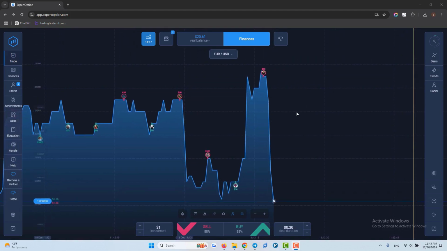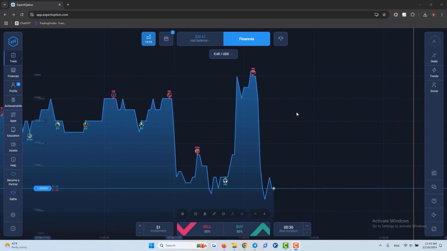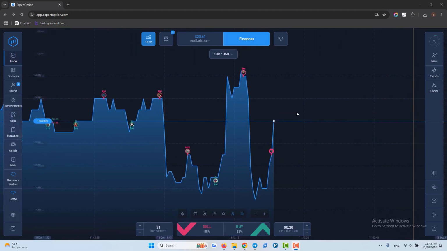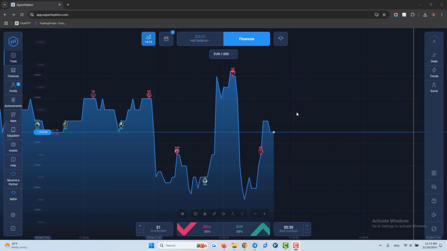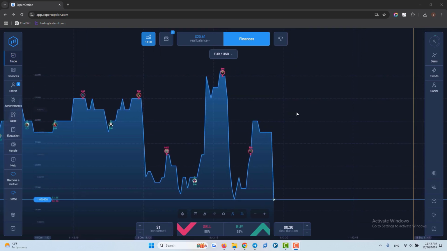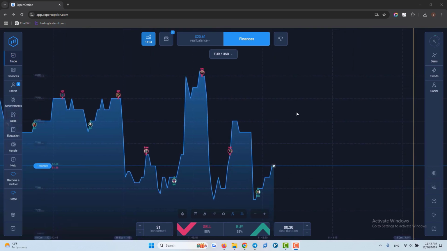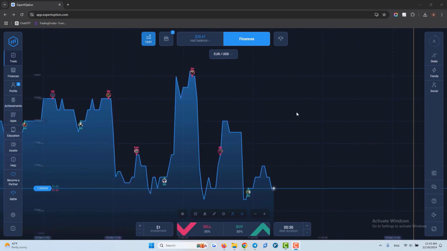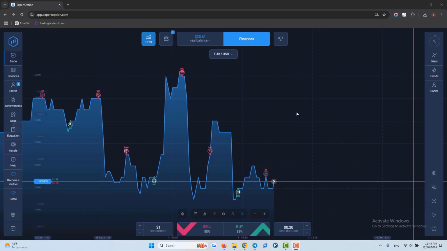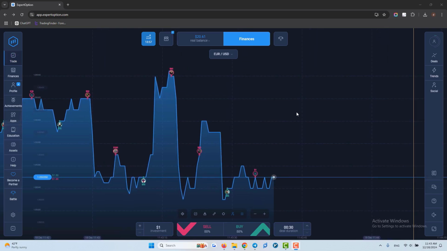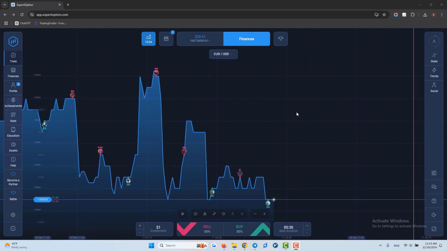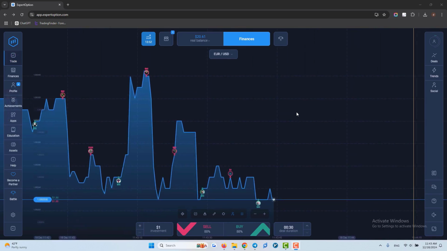We're here with a tutorial on the copy trading section in the ExpertOption broker. As you saw in previous tutorials, you successfully registered and verified your identity in this broker. You also learned about different methods for depositing and withdrawing in this broker. Now, we have a section related to copy trading, where you can copy the trades of other individuals.